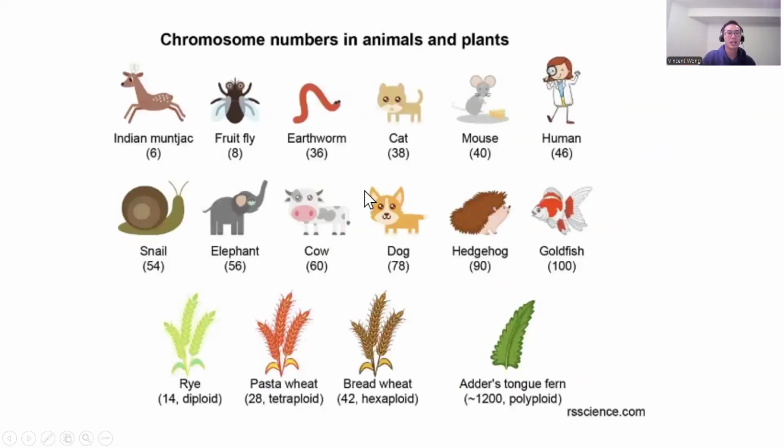Last slide. Chromosome number in animals and plants: there is no correlation, it seems, between the size of the organism and how many chromosomes they have. Something as small as a goldfish can have 100 chromosomes, whereas something as big as an elephant has 56 chromosomes. Okay, so there's no correlation at all.